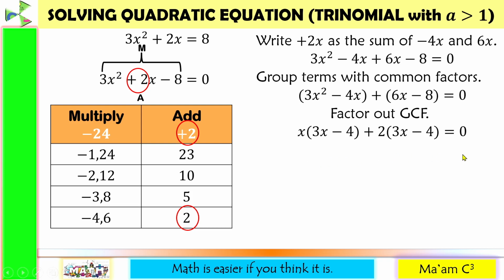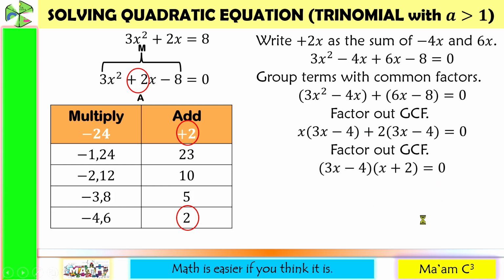Looking at our equation here, there is again a common factor that we can factor out, and that would be 3x minus 4. So when we factor out 3x minus 4, what was left here is simply x, and in here is plus 2. So we have x plus 2 equals 0. Now we can apply the zero product property. So we have 3x minus 4 is equal to 0, or x plus 2 is equal to 0.